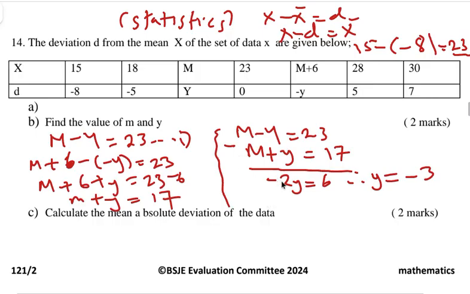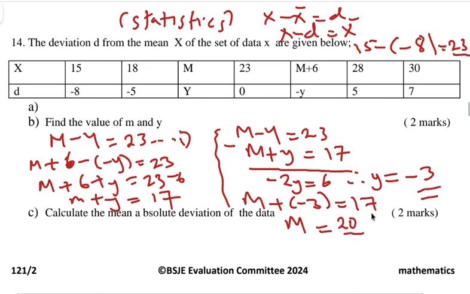Sasa bado nini? M. So let me take one of this equation. Let me take this m plus y. So m plus y, and you know your y now is negative 3, equal to 17. So m equal to negative 3 peleka huku itakuwa 17 plus 3. So 17 plus 3 ni ngapi? 20. So these are your two answers. So let me just write it here at the up. So your y is this, and your m is 20.